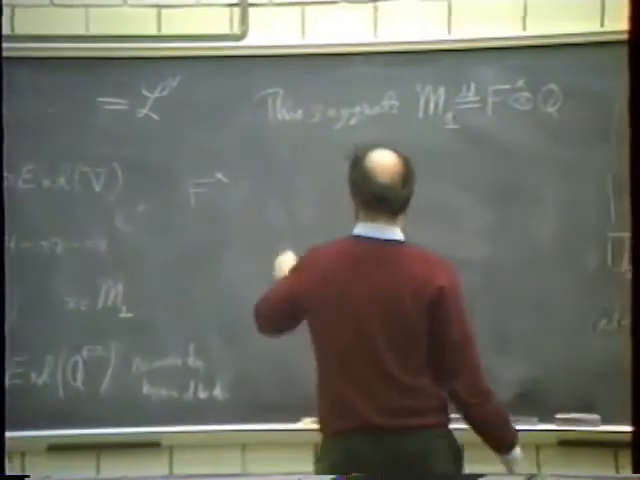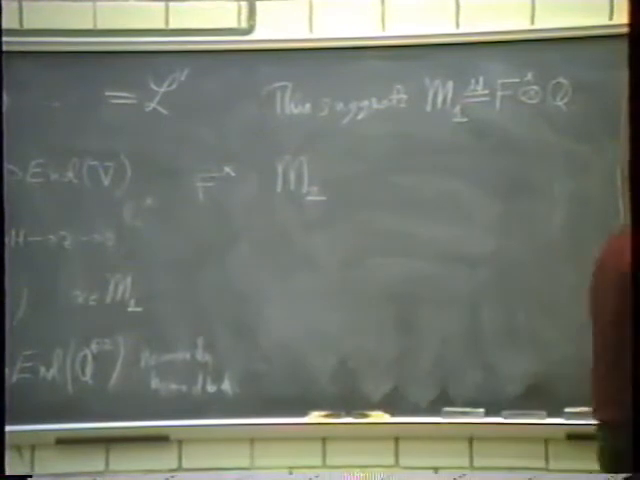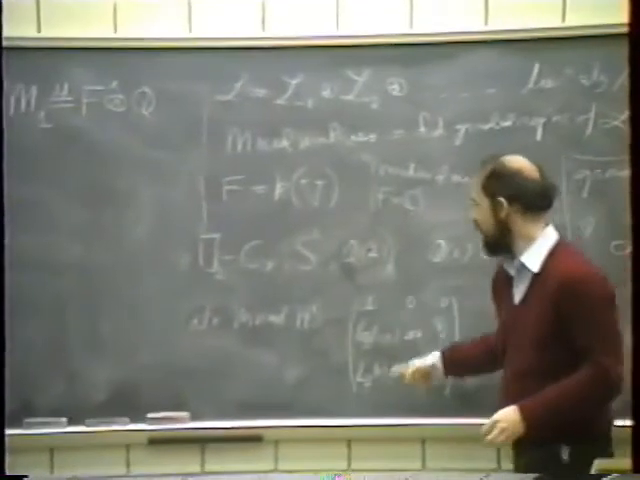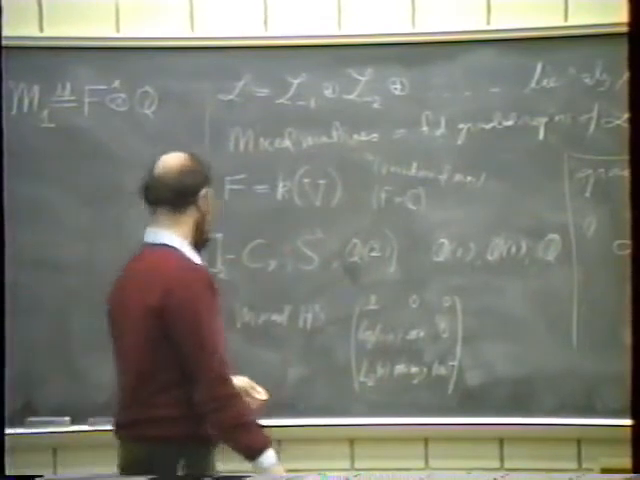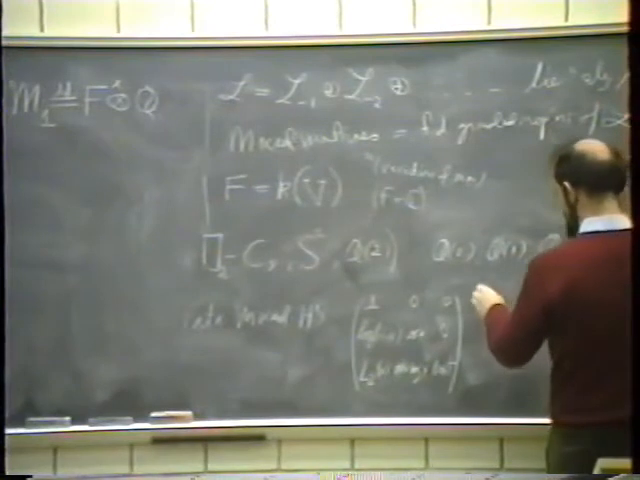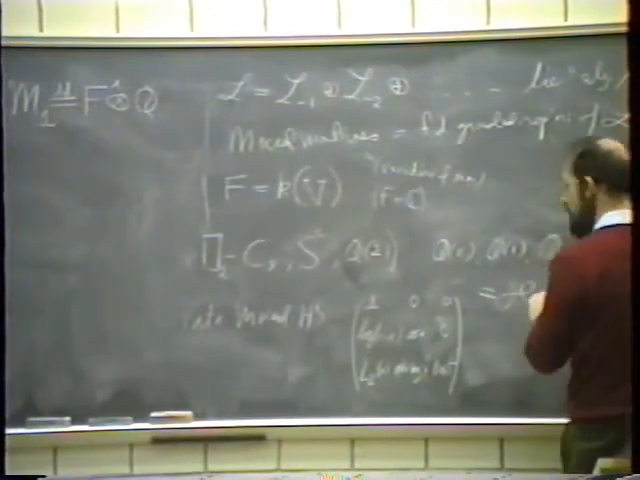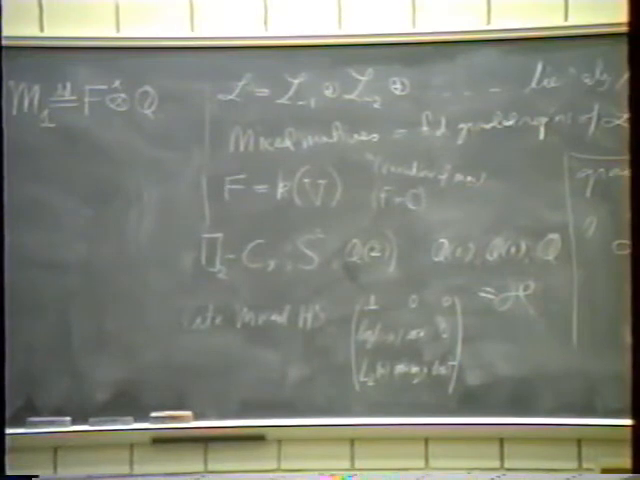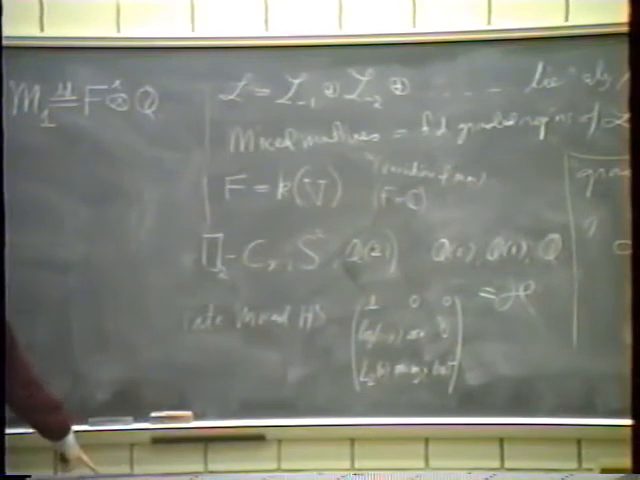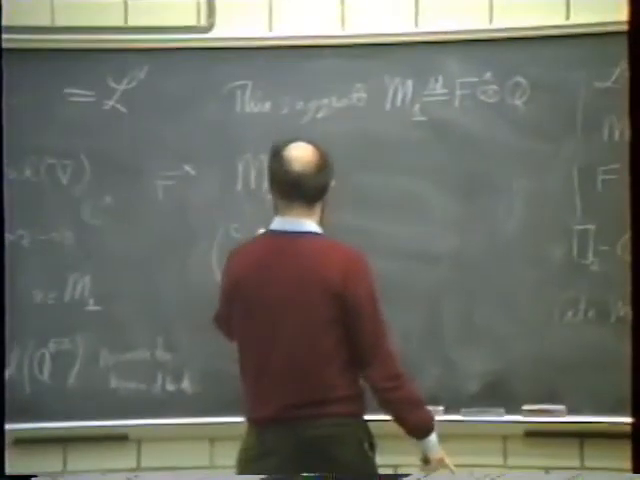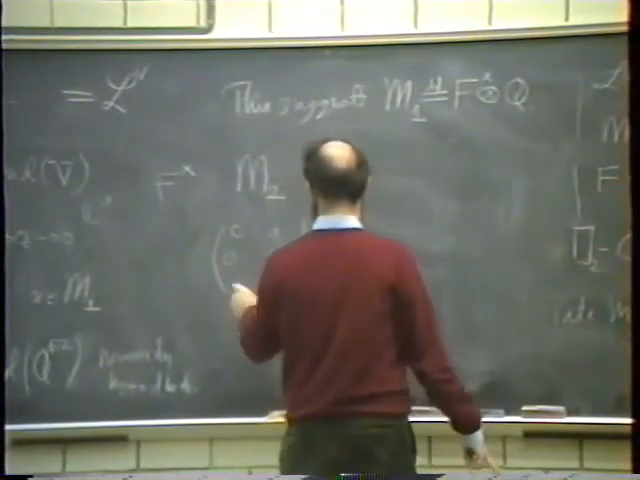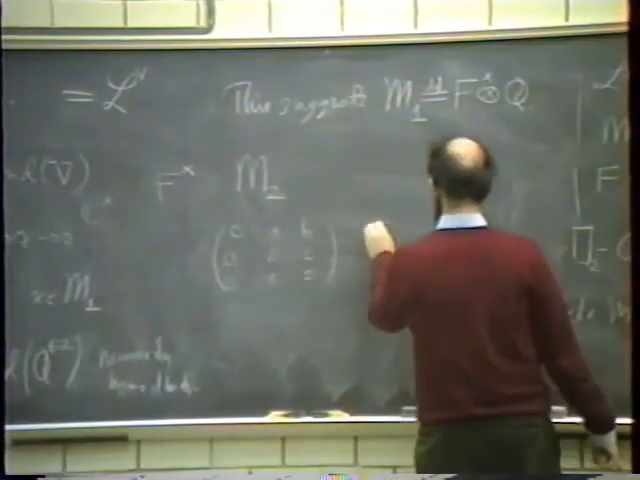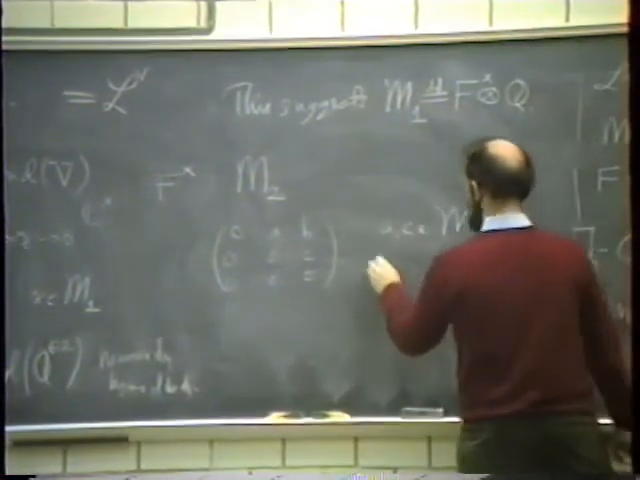Okay, now what about M2? Well, let's look at the example that we have. Here's a three-dimensional representation. Let's call this example, I don't know, script H. So script H is a three-dimensional representation. It's going to be given by something like this: 0, A, B, 0, 0, C, 0, 0, 0, where A and C belong to M1, and B should belong to M2.